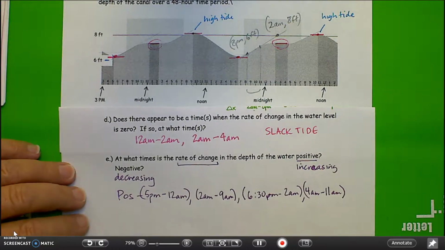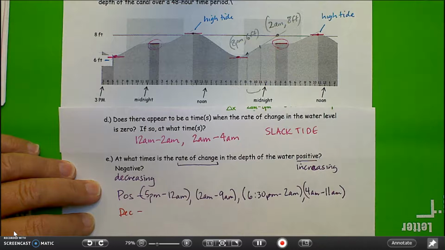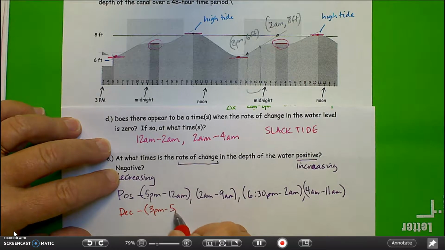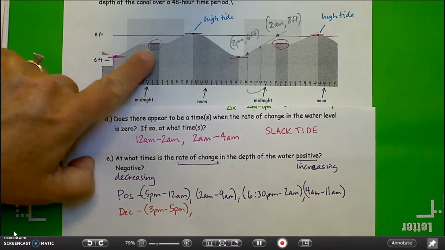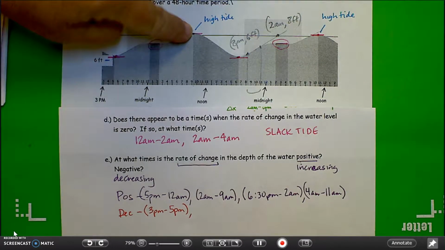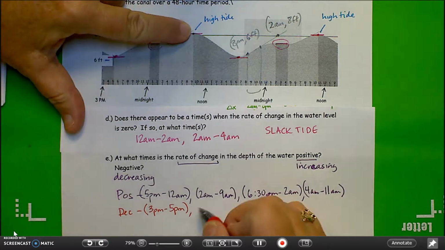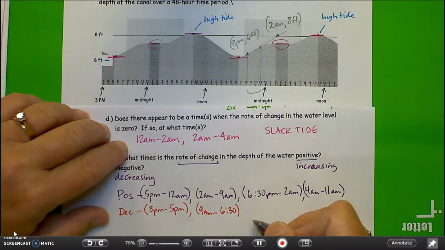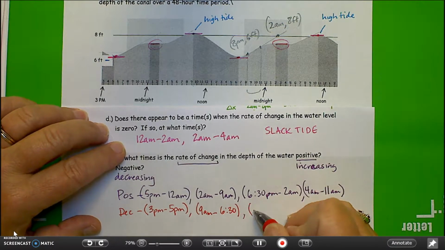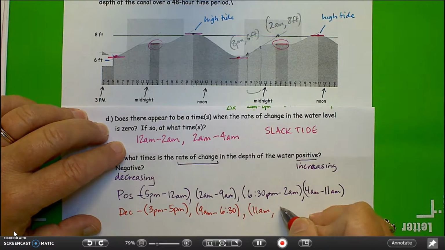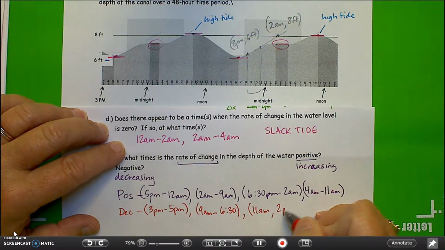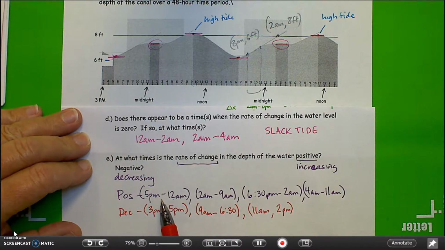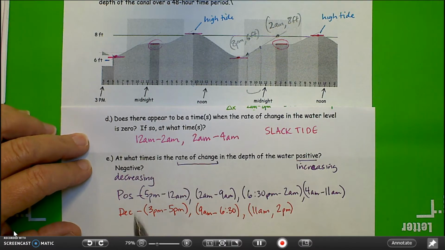The places where I'm decreasing is right at the start of the graph, actually 3 p.m. to 5 p.m. It's not decreasing here, it's steady, so we'll skip that. The next decreasing starts there at 9 a.m. up until 6:30, and then it's decreasing at the end, 11 a.m. to, looks like about 2 or 3 p.m. So it's either going to be positive and increasing, or negative and decreasing, or it's going to be this slack time.